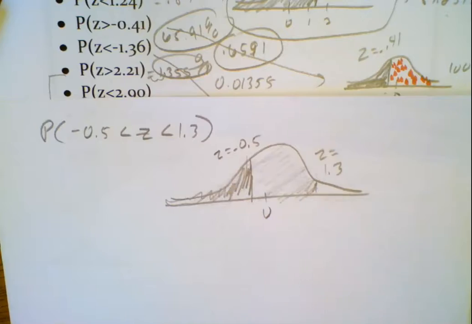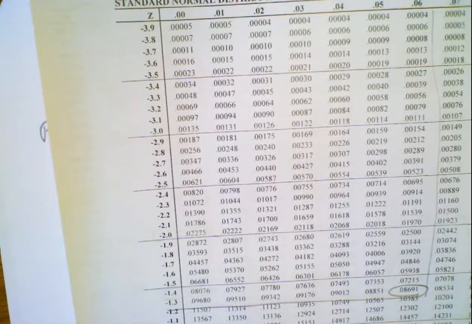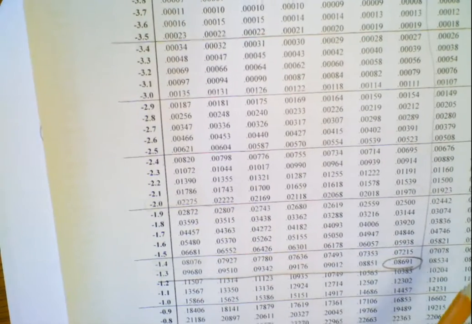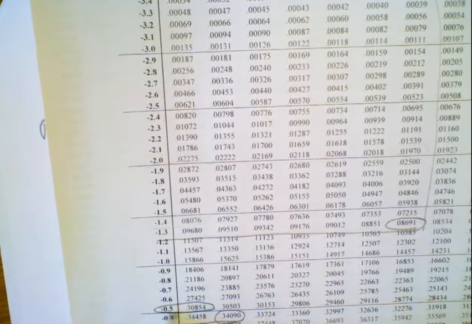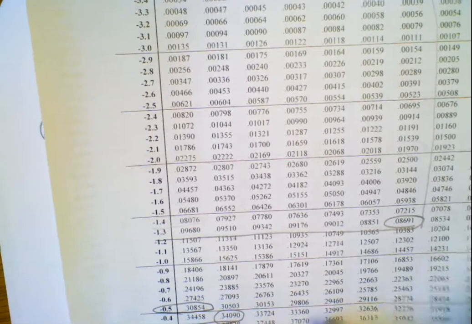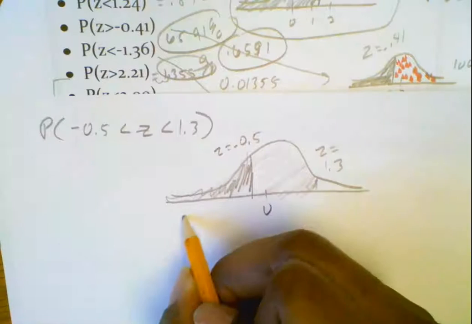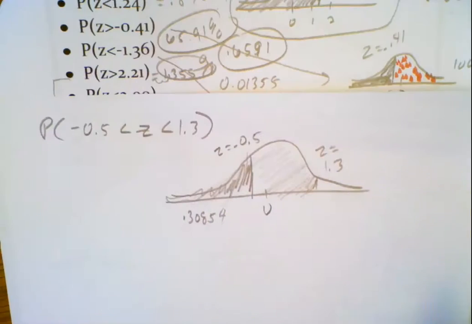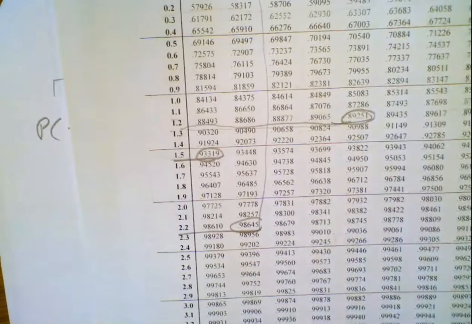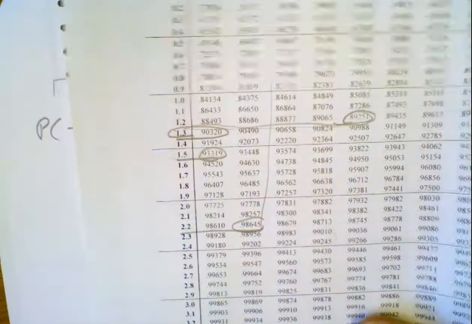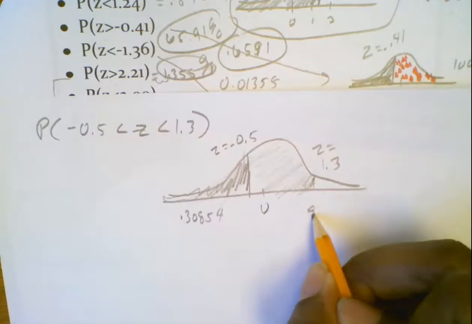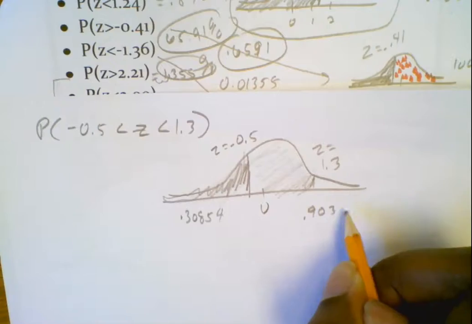So the z-score is -0.5. So -0.50. It's here. It's 0.30854. And the z-score at 1.3 is on the positive side at 1.30. And that's 0.90320.